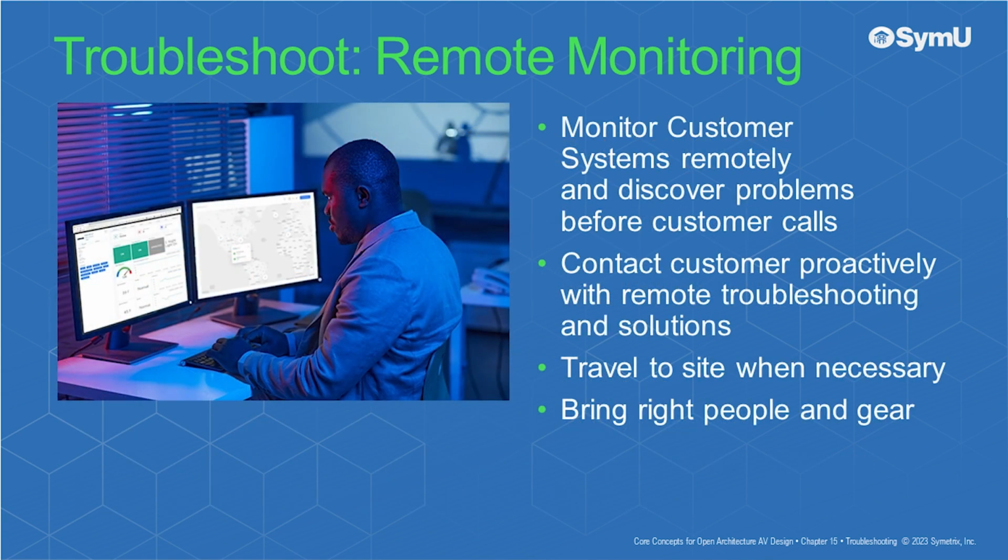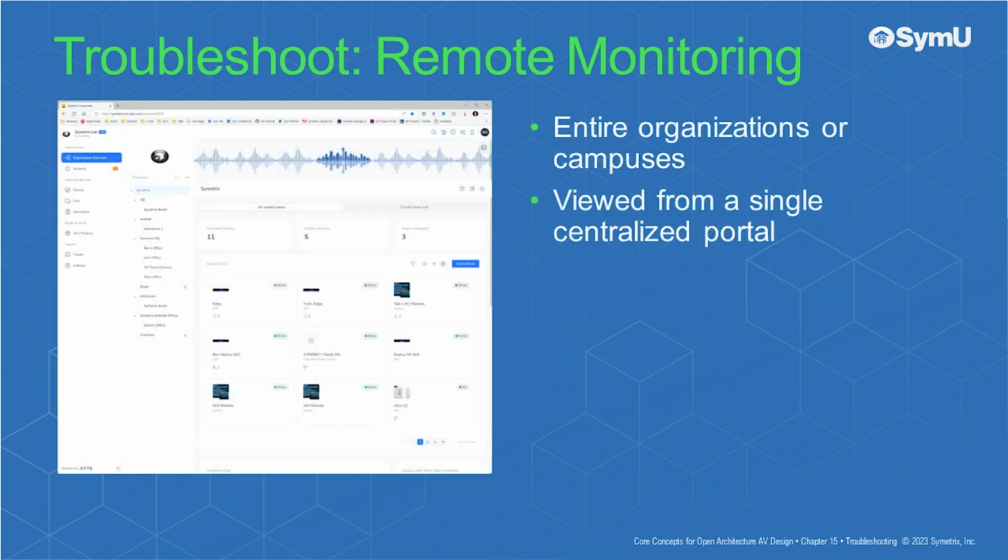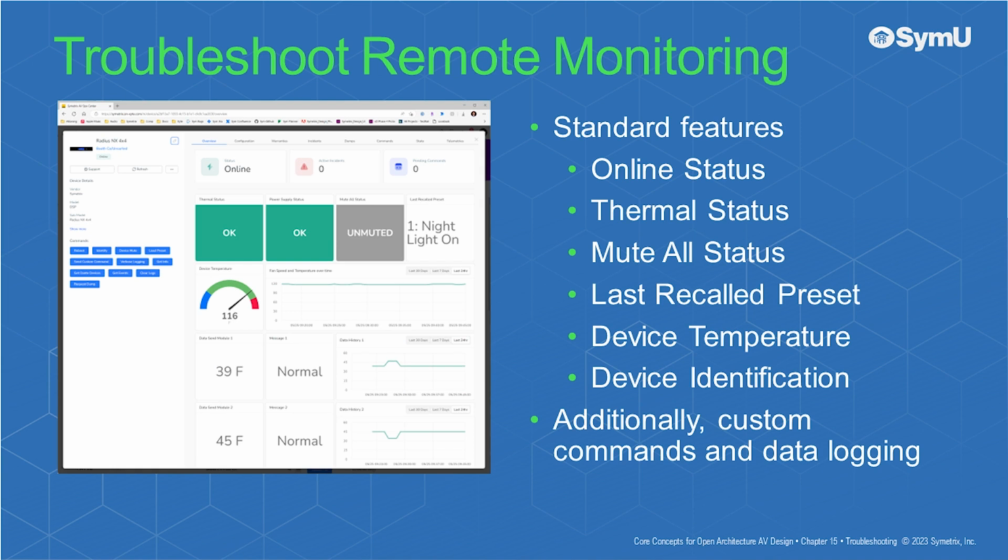Using AV Op Center, you can monitor customer systems remotely and discover problems before end users notice. Proactively troubleshoot and solve issues. Travel to the site only when necessary and arrive with the correct personnel and gear to solve the problem. Entire organizations or campuses can be viewed from a single centralized portal. Standard monitoring features include online status, thermal status, mute all status, last recalled preset, device temperature, and device identification.